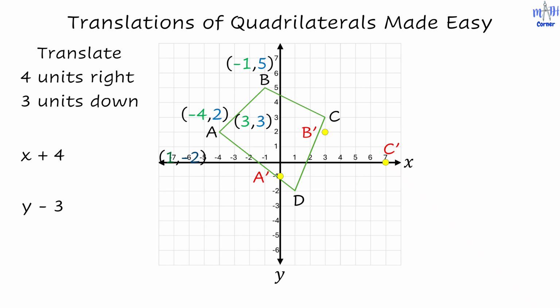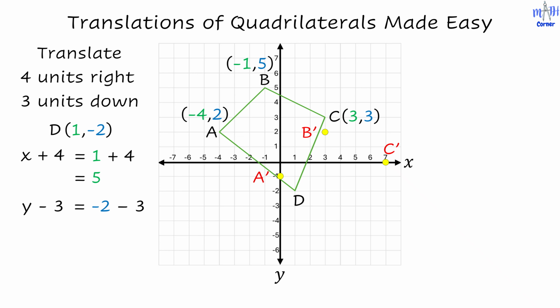Finally, point D. Add 4 to x: 1 plus 4 is 5. Subtract 3 from y: -2 minus 3 equals -5. So D prime is (5, -5).